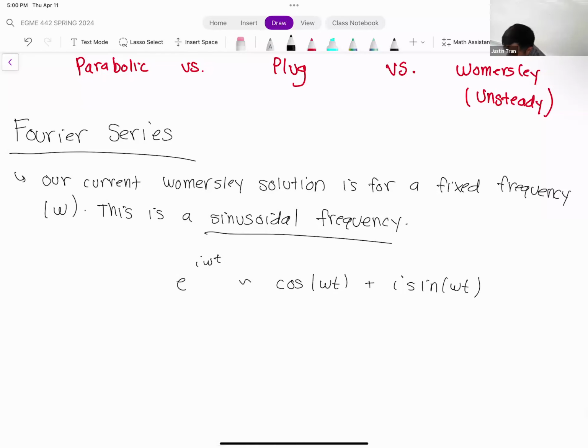Okay. All right. So if we had a pressure distribution or pressure evolution in our system that perfectly fit a sinusoid, we'd be good to go.